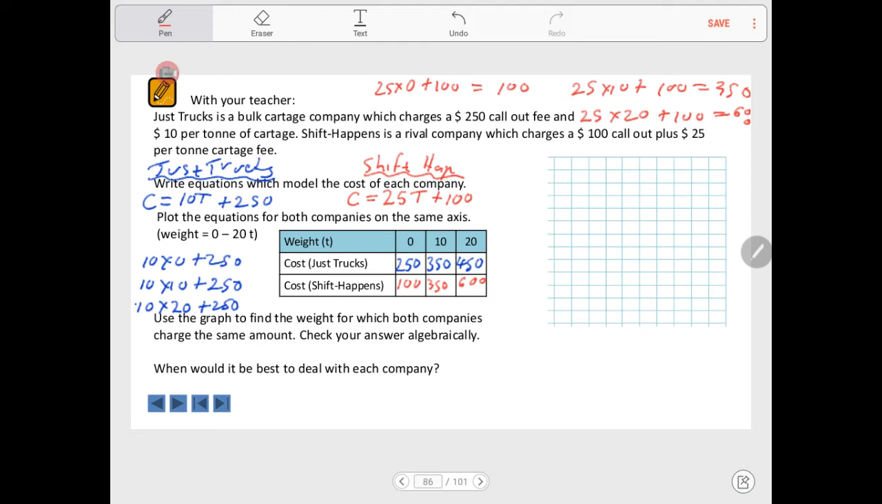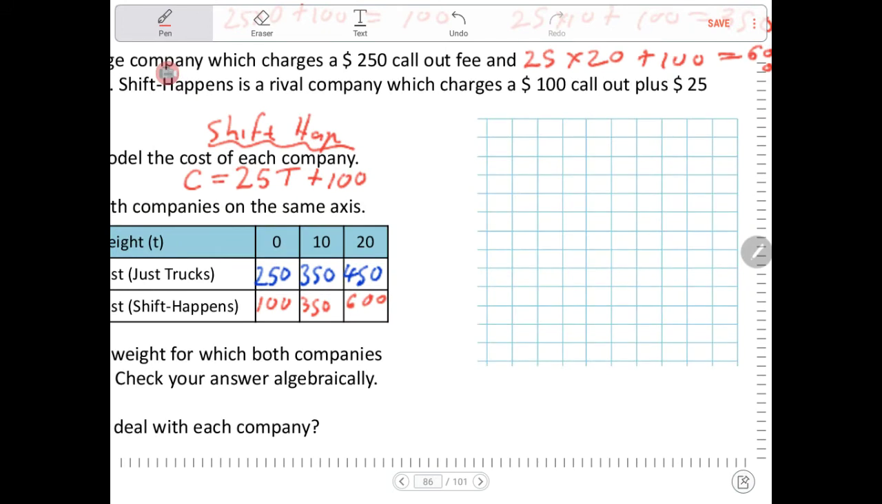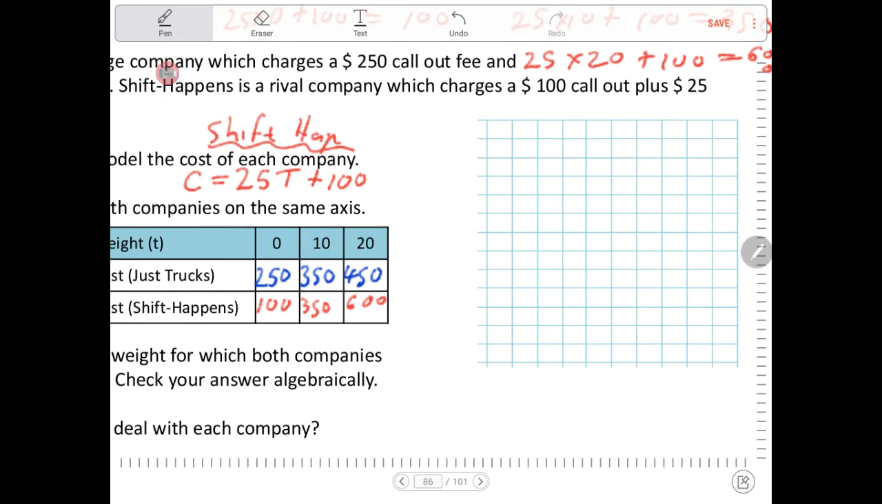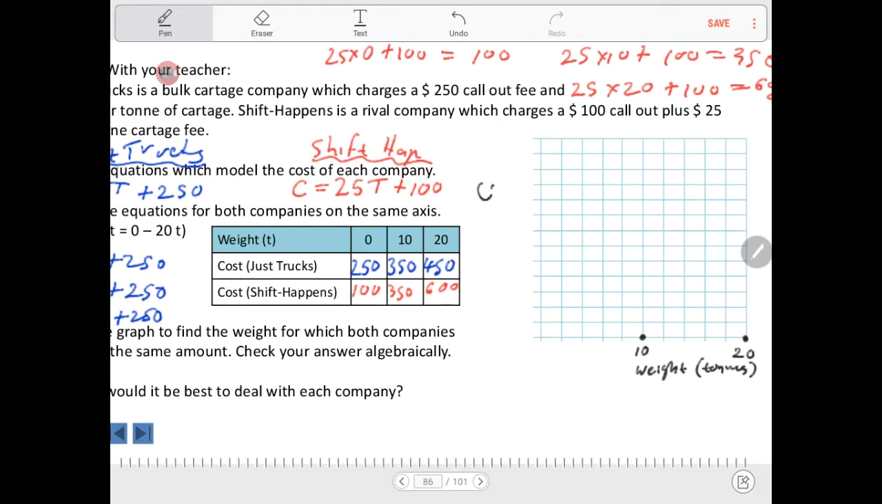All right, let's plot these. So how do we scale this axis? Okay, 2, 4, 6, 8, 10. 2, 4, 6, 8, 20. So 10 and 20. That's going to cover us for the weight in tonnes. And up this axis we need to go up to at least 600 for the charge or cost in dollars.